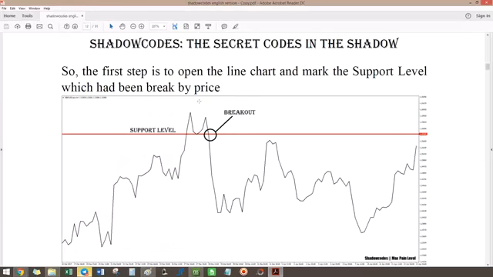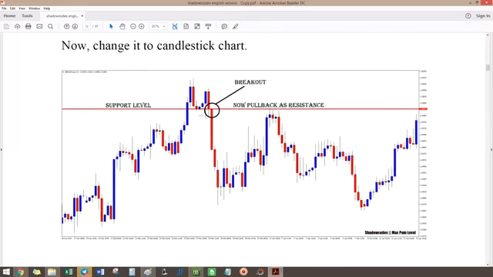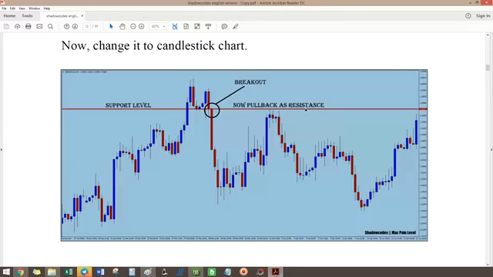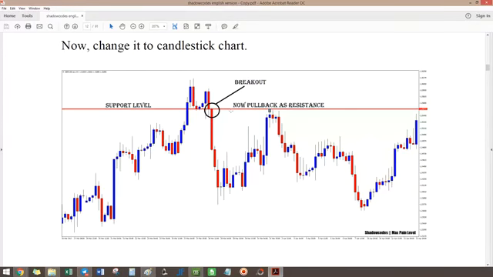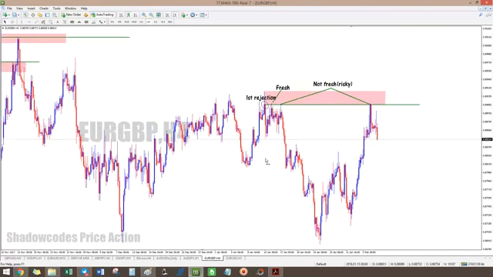So how to draw support becomes resistance. First you find a support level here, and then you find where there is a breakout. Change it to candlestick. You have a support level, support becomes resistance, so we pull back here. Over here at the breakout, you can see there is a base. Even this shadow can be a base on a lower time frame.